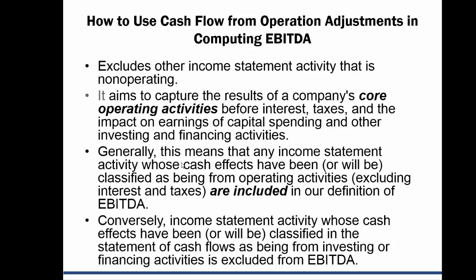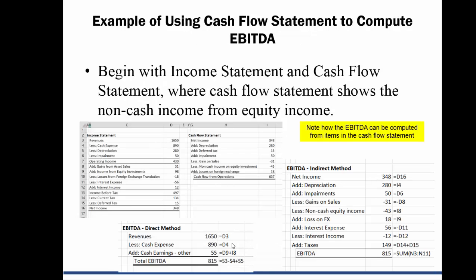And here's what Standard & Poor's says. It aims at core operating activities. Any income statement item whose effects will be classified as operating, excluding interest included. Any income statement item whose effect on the cash flows is investing is excluded. God, is that confusing? Oh, God.